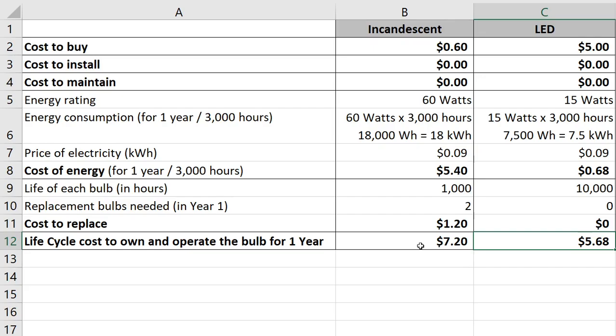So that's a very basic way to understand, over a given amount of time, the life cycle costs of owning and operating different kinds of products, infrastructure, etc.